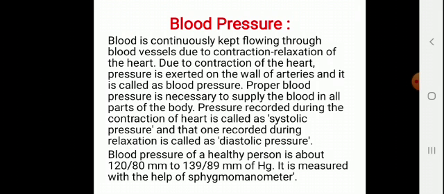Blood pressure of a healthy person is about 120 upon 80 millimeter to 139 upon 89 millimeter of mercury. It is measured with the help of a sphygmomanometer. Children, there is a correlation between heartbeats and pulse beat, that is heart rate and pulse rate. Heartbeats are rhythmic contraction and relaxation of the heart. The number of beats per minute is called heart rate. The pulse rate should also be exactly equal to the heartbeats.